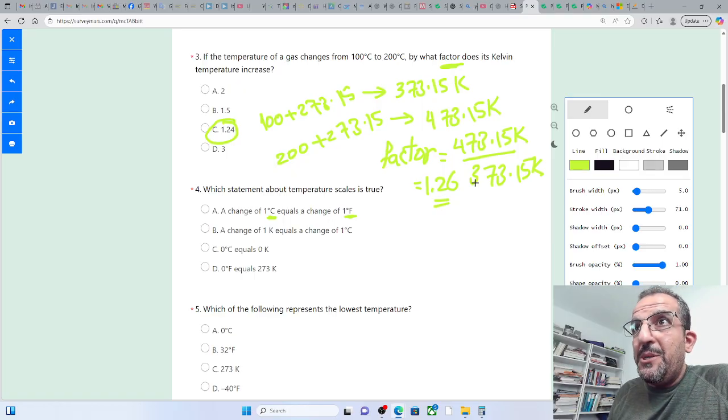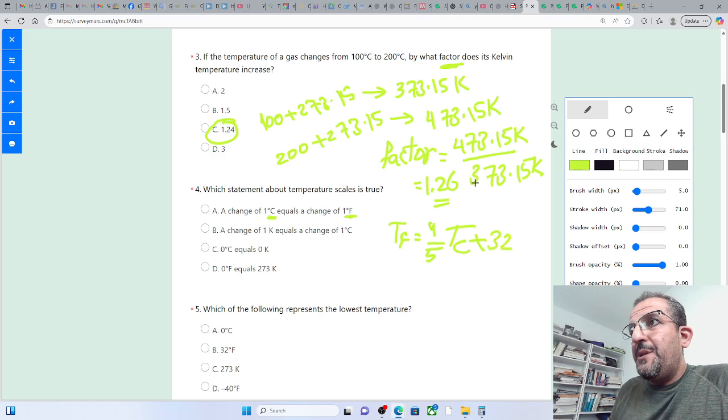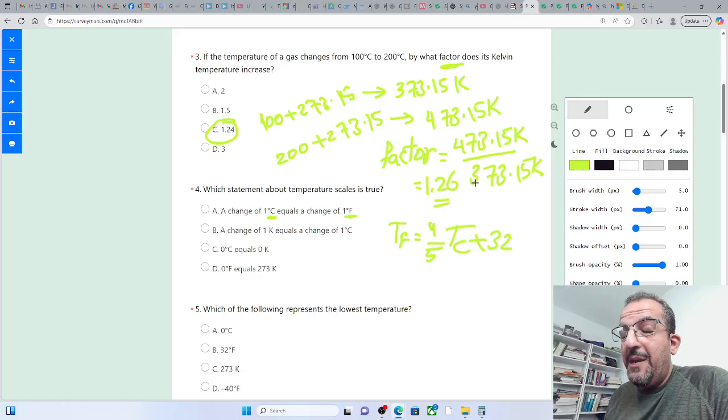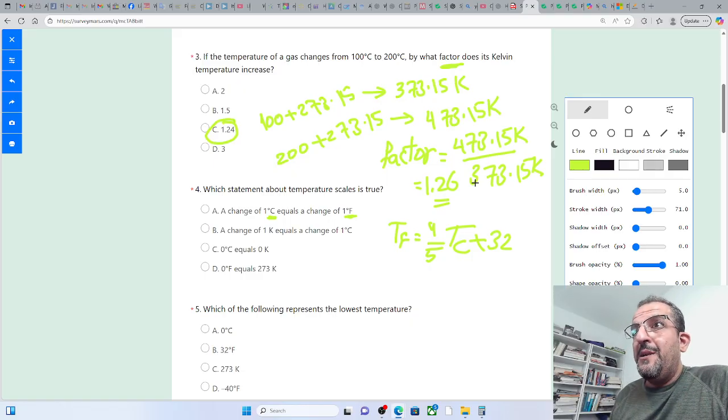So the change is not equal, and you can see that from this equation, which is T Fahrenheit is equal to 9/5 T Celsius plus 32. You can see there is no equal change. If the Celsius, for example, changed by 1 Celsius, you will see that the Fahrenheit will change by a different value. It's not 1.